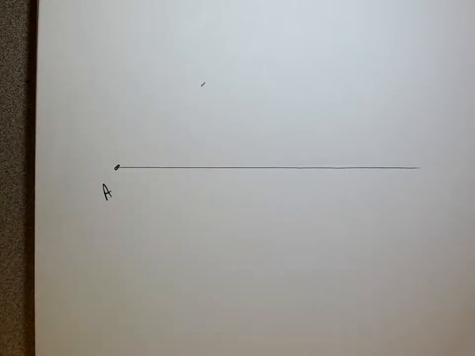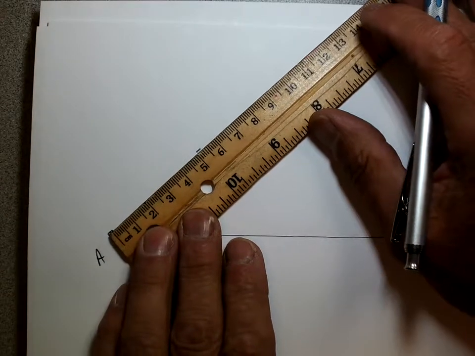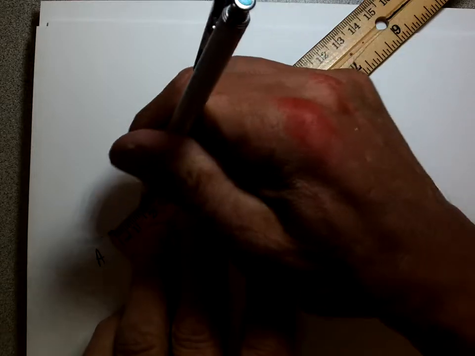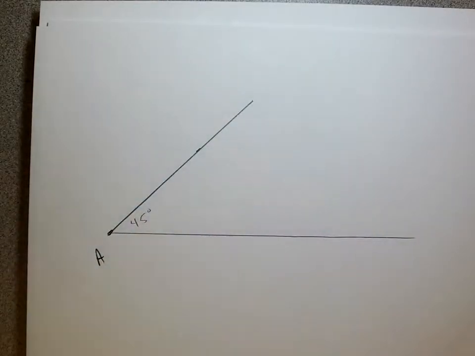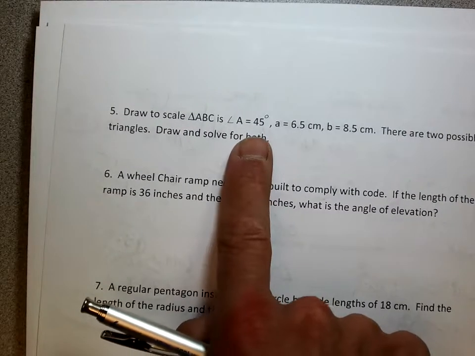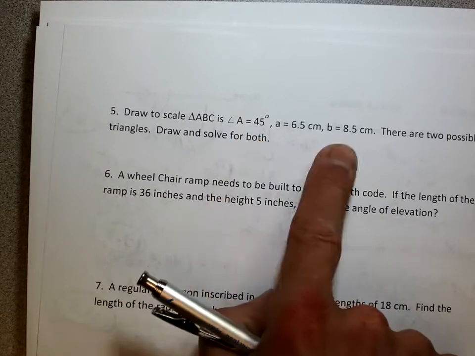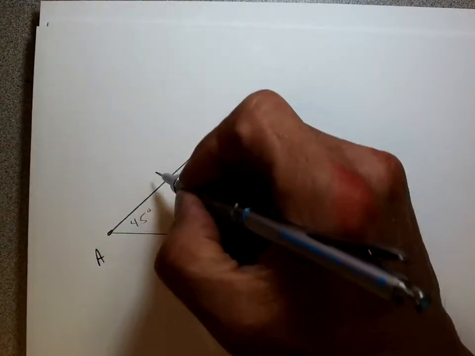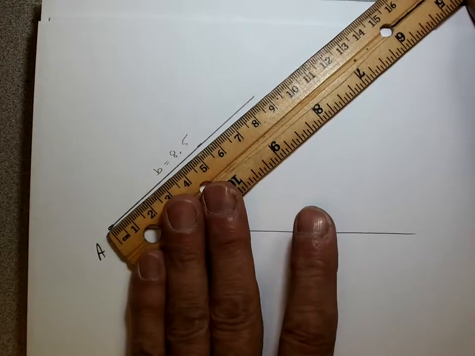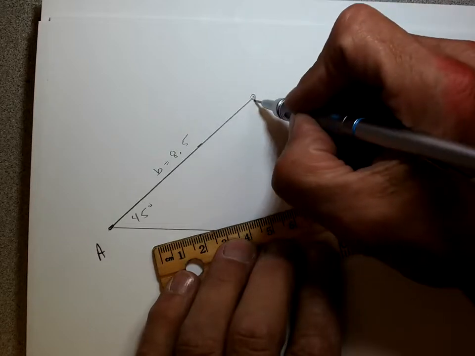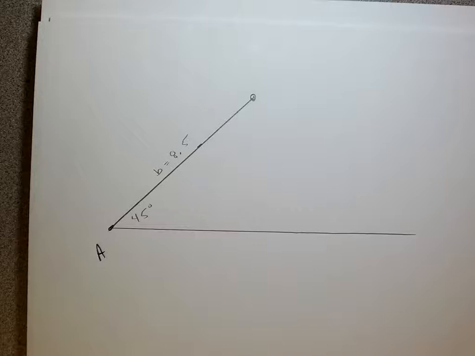Now, this is going to be 6. It's going to be 8.5. 45. How do I know it's 45? Because it says so right there, right, Natalie? Right, 45, right? And I drew B, 8.5. This is B, 8.5. Okay, so 8.5, 45 degrees, right?